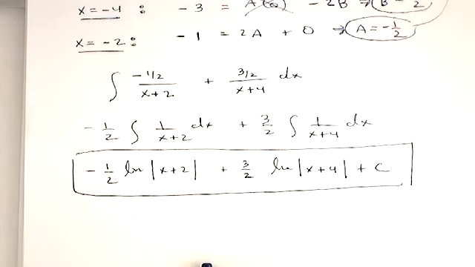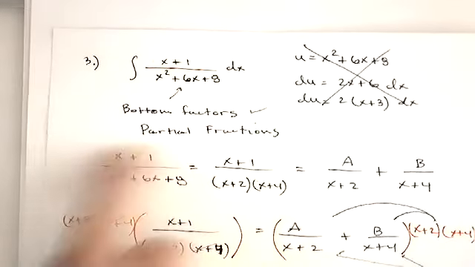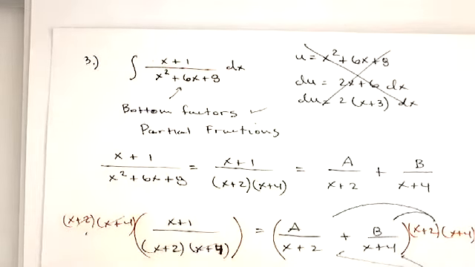Any questions on anything? First steps are just to rewrite it, and then yeah, that's what I do. The minute I recognize it's partial fractions, I just ditch the integral and work with this and break it down. And once I figure out what A and B are, then I bring the integral back.